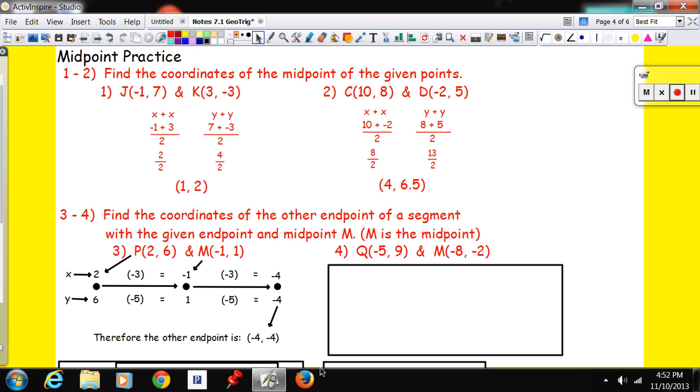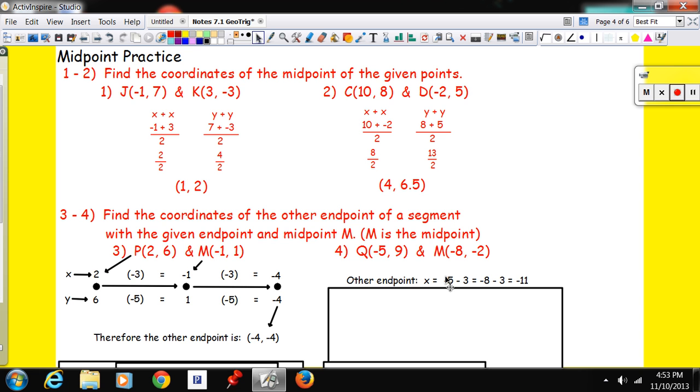That's how that works. So if Q is your endpoint and M is your midpoint, you went from -5 down to -8. That means you went down 3. So from -5 down 3, that gets you to -8. So you got to take the -8 and go down 3 more, and you're going to get down to a -11.